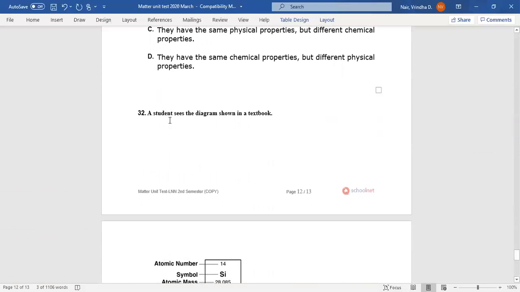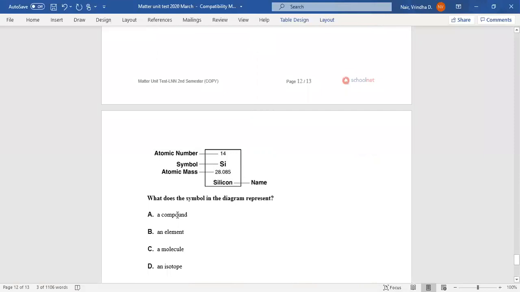Question 32. A student sees the diagram shown in the textbook. So yeah, there's a diagram shown in the textbook. It has the atomic number, symbol, atomic mass. What does the symbol in the diagram represent? It represents what? Is it a compound? Is it an element, a molecule, or an isotope?